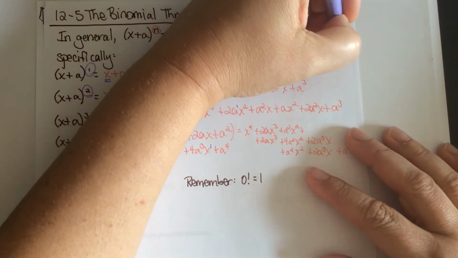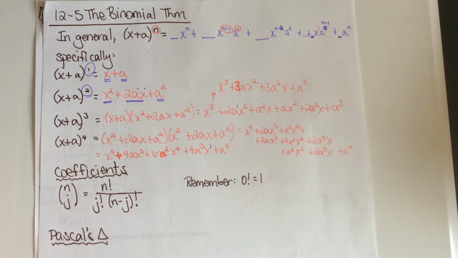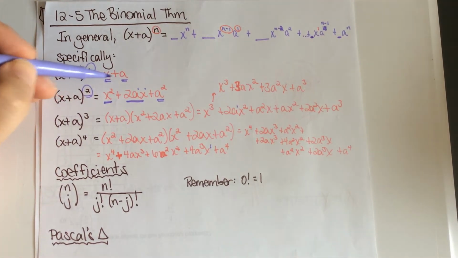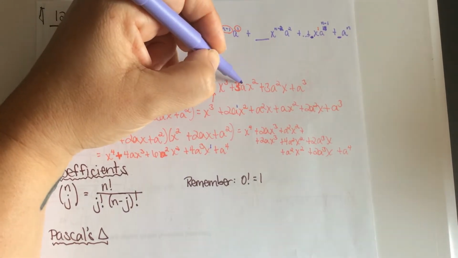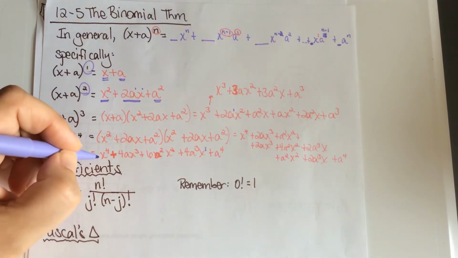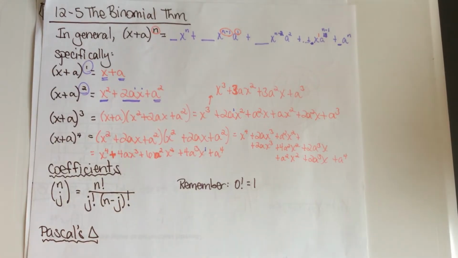This one I didn't leave space for. We have to figure out the coefficients of each of these. So here we had a 1 and a 1. Here we had a 1, a 2, and a 1. Here we had a 1, a 3, and a 1, and so on and so forth. 1, 4, 6, 4, 1.